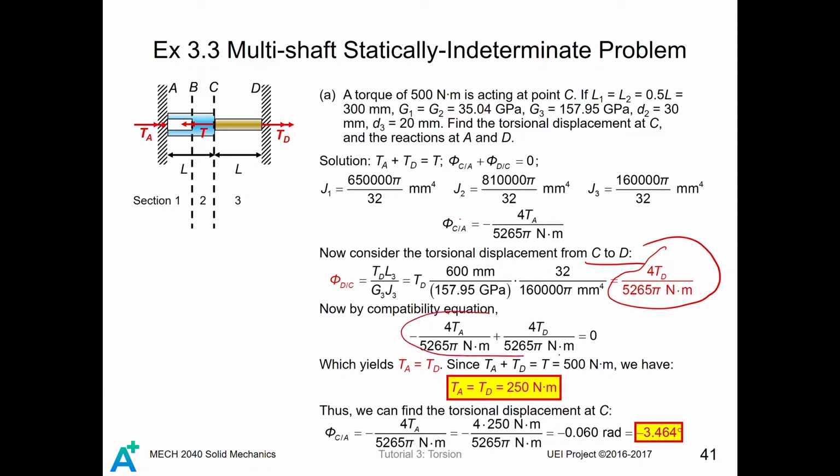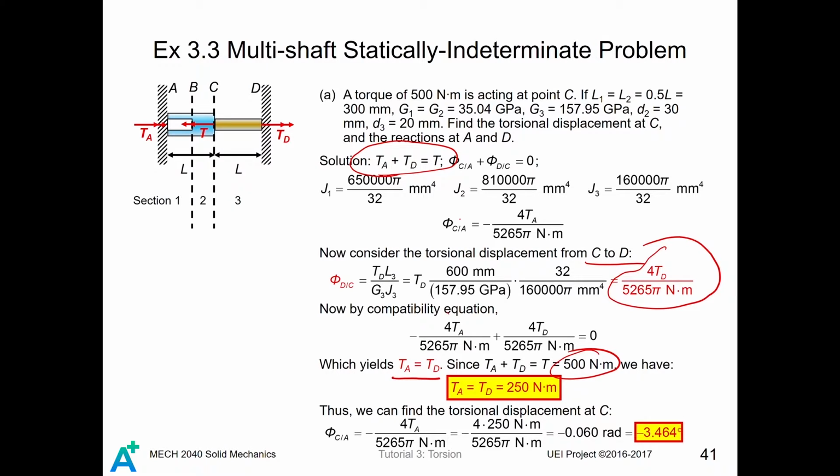Obviously, from this equation, you can see it gives you the result of TA equals TD. Since TA plus TD equals 500 Newton meters, as mentioned in the statics part, then we can find the torque at point A and D. At both point A and point D, the fixed wall gives a positive torque of 250 Newton meters to this shaft.